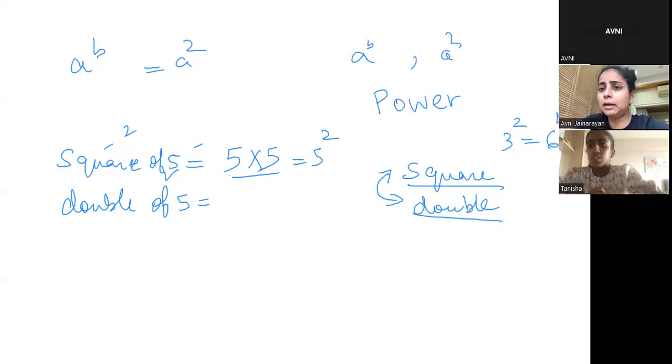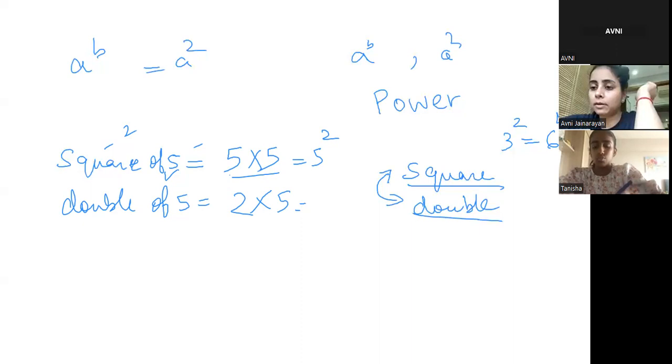What will we do in double of 5, Tanisha? 5 into 2. 2 times 5. Okay? We will say 2 times 5, because in double you do twice. We won't say 5 into 2, we will say 2 times 5. And the answer is 10. And the difference between square and double.